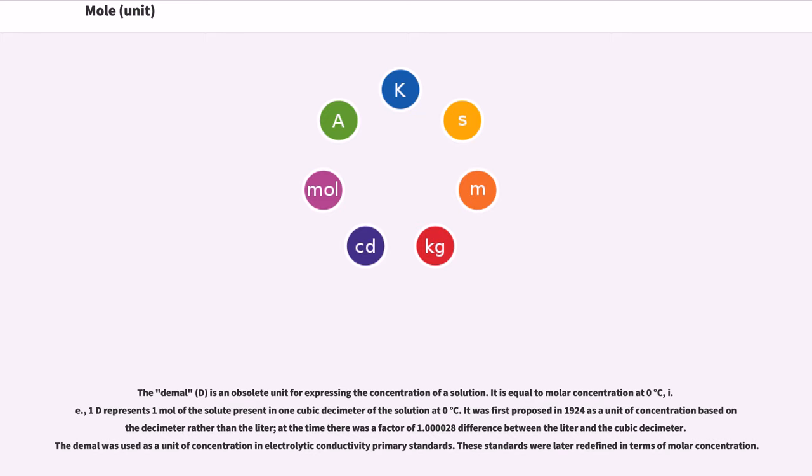The dmol was used as a unit of concentration in electrolytic conductivity primary standards. These standards were later redefined in terms of molar concentration.